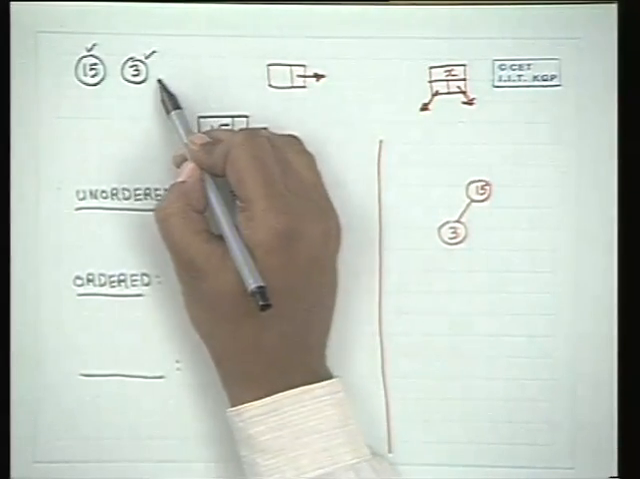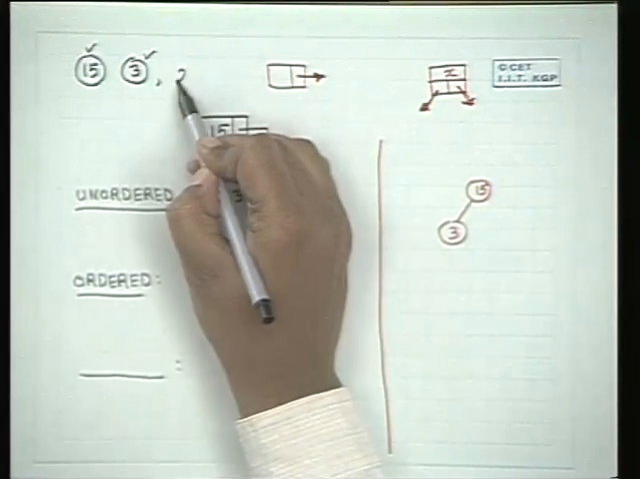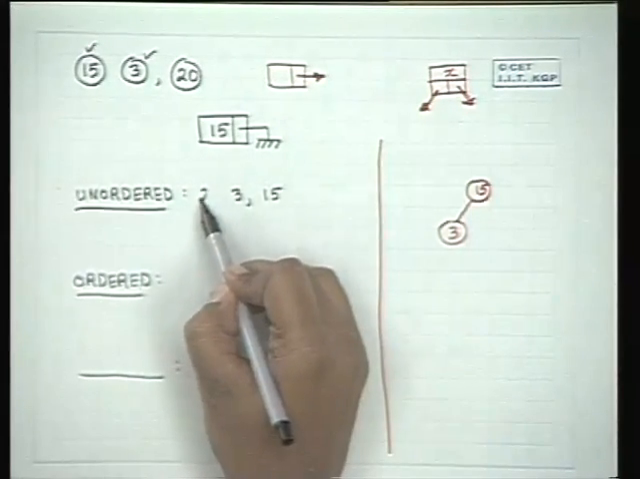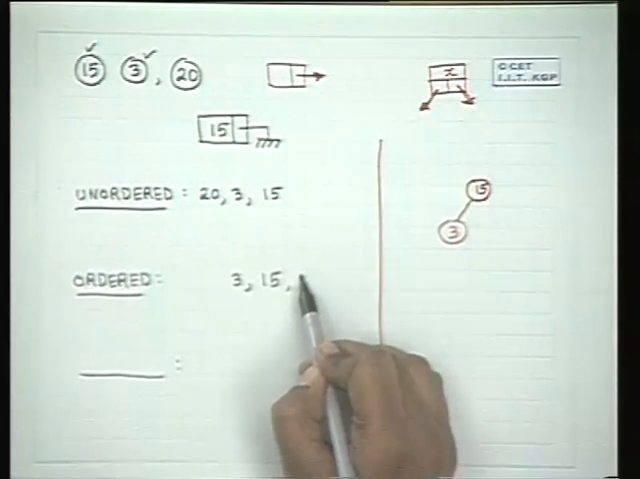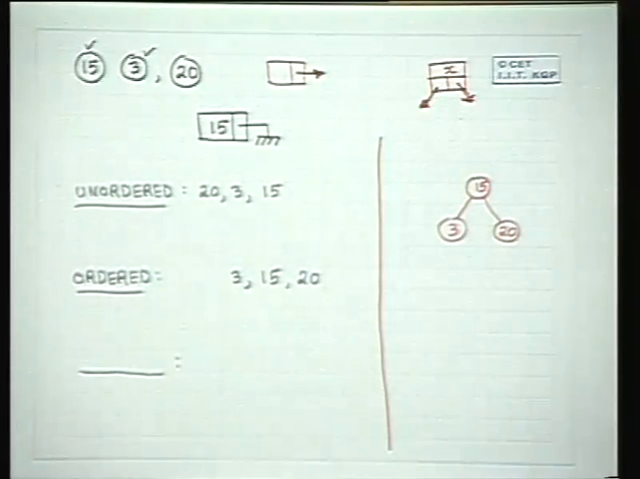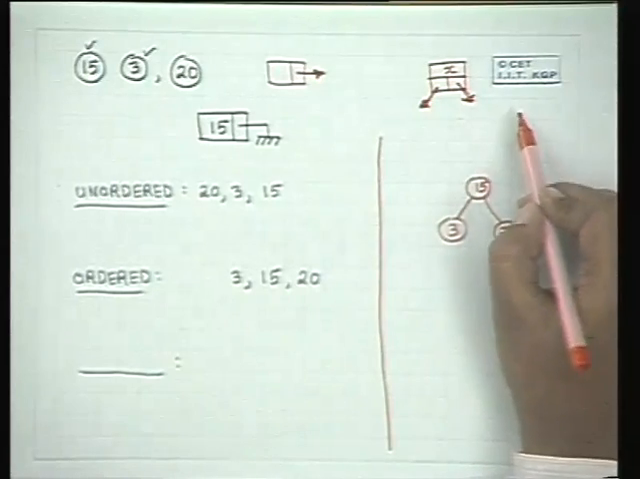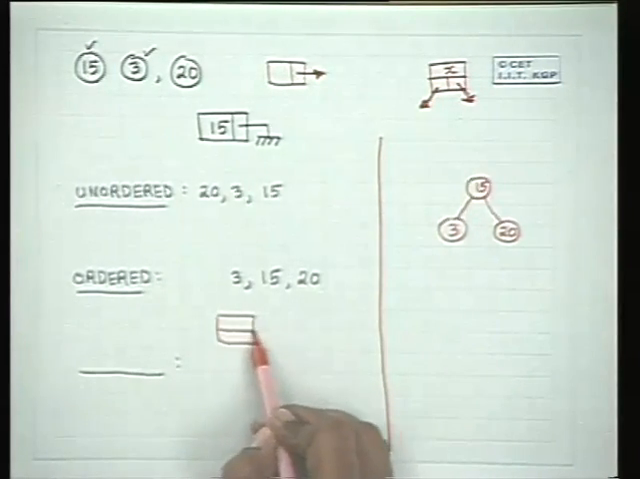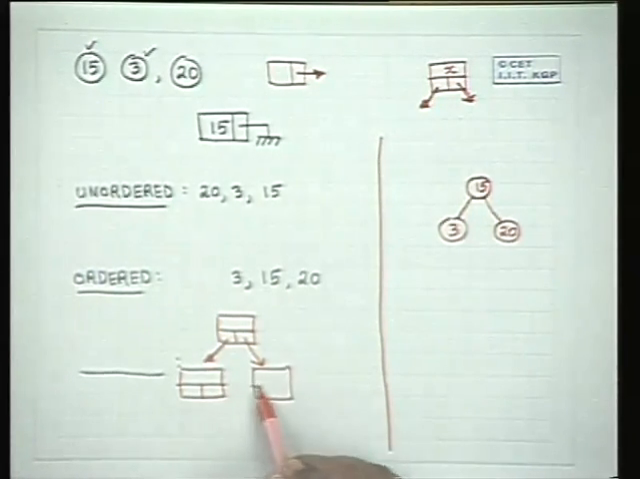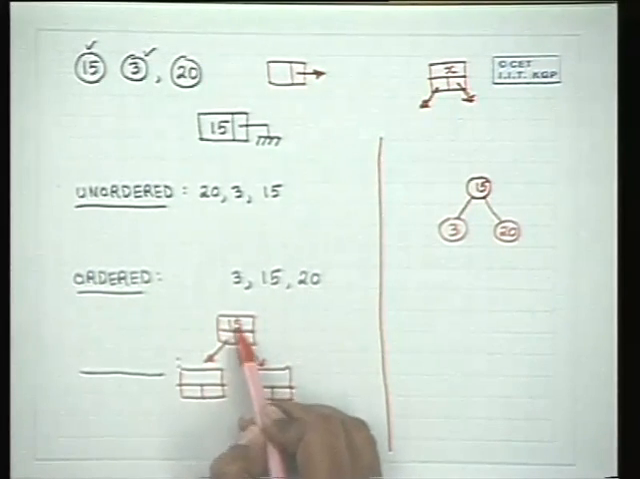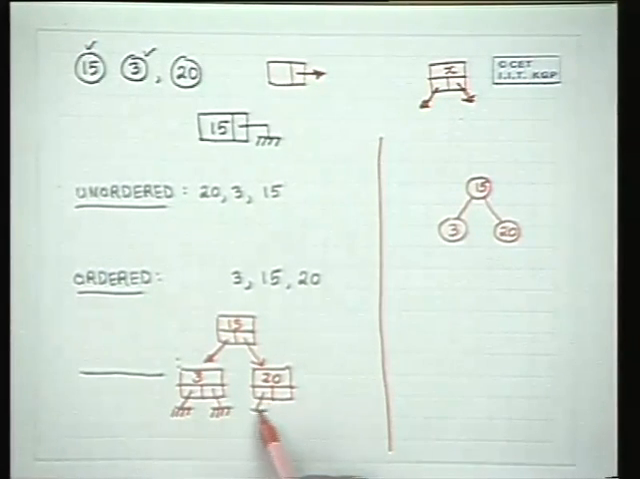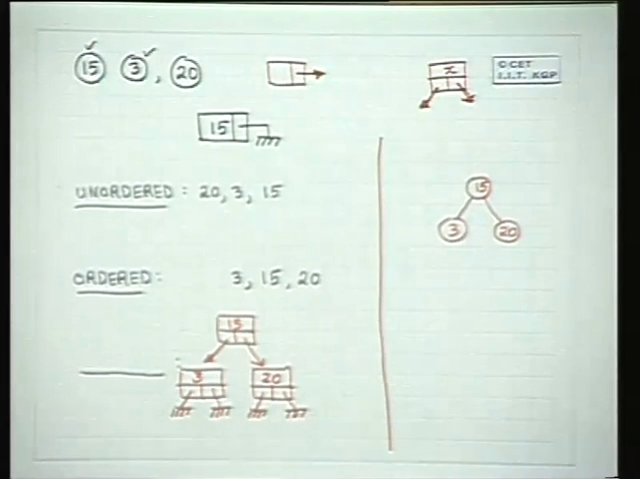Now suppose another element comes up, 20. Then in an unordered list 20 would come here, in an ordered list 20 would come here, and here 20 would come here. That is, in your implemented structure it would be like this. Is this visible? Right?